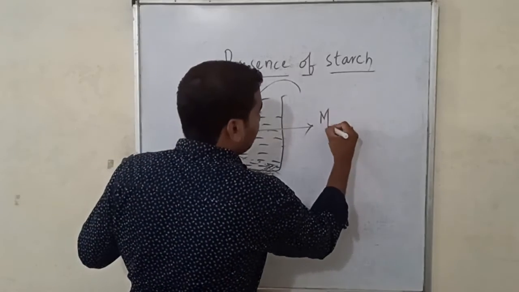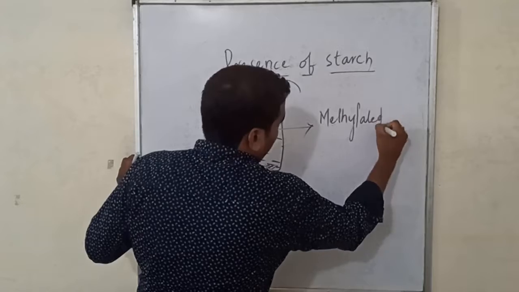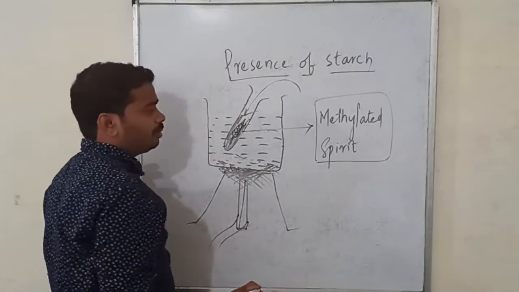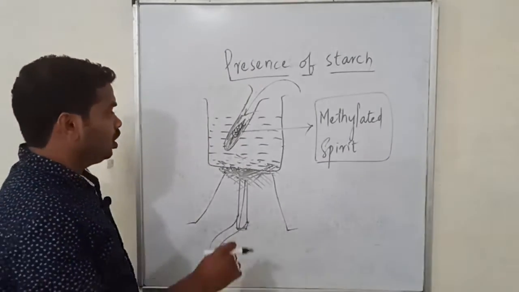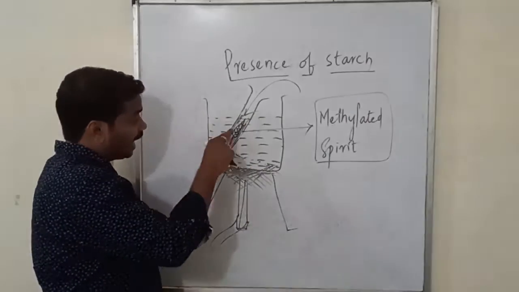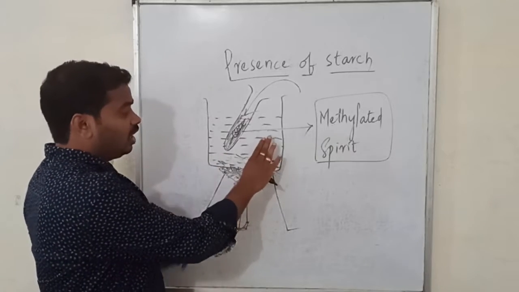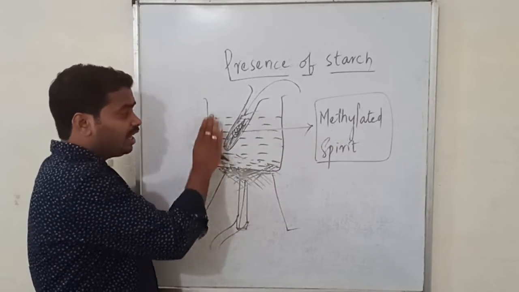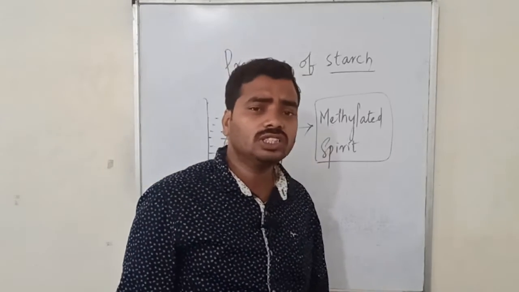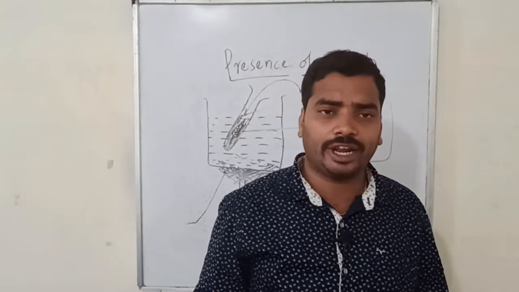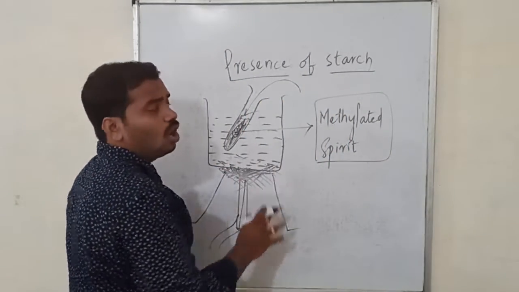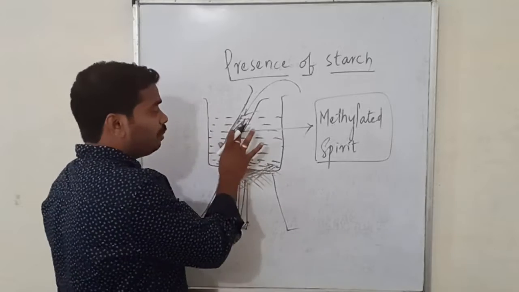What is this thing? Methylated spirit is nothing but alcohol. Remember, methylated spirit is nothing but alcohol. So in this methylated spirit, you are heating this leaf. Why can't it be heated directly in the methylated spirit? Instead of taking this water bath, we could directly take methylated spirit in the beaker. Why not? Because methylated spirit has a low boiling point. It will ignite at a very low temperature when compared to water. So if it gets ignited, the leaf will be burnt, right?